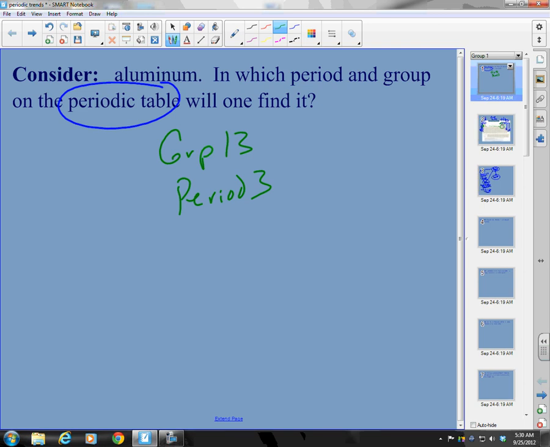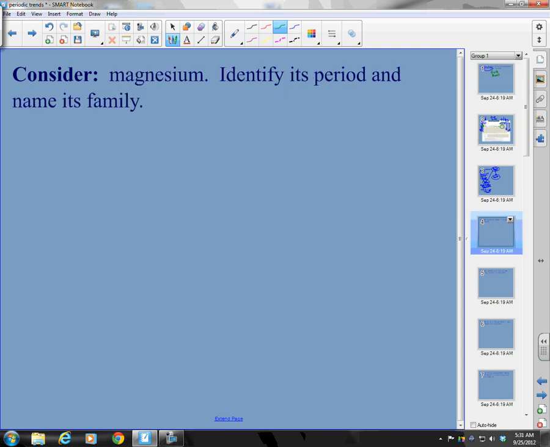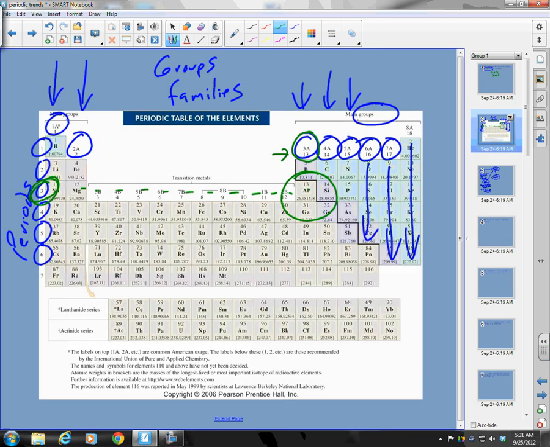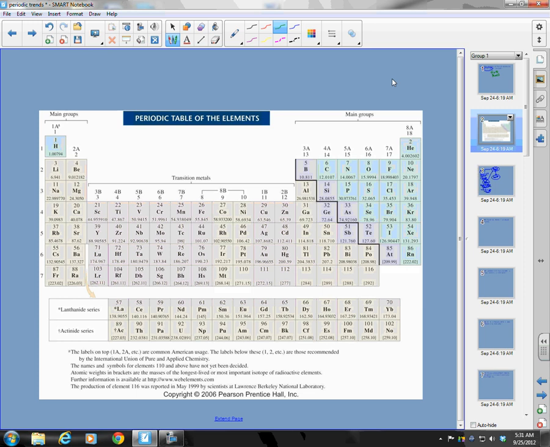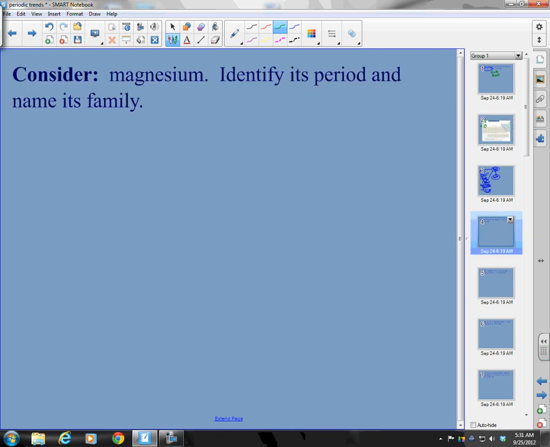All right, great. Let's see if you can handle magnesium. Pause me, and when you have an answer, bring me back. Okay, magnesium. Let's take a look at magnesium. Let's clean that up a bit. Where's magnesium? Here's magnesium. It's in what group? Group 2. And what period? 3. So magnesium is group 2, period 3. All right, this is a piece of cake. Great, let's move on.